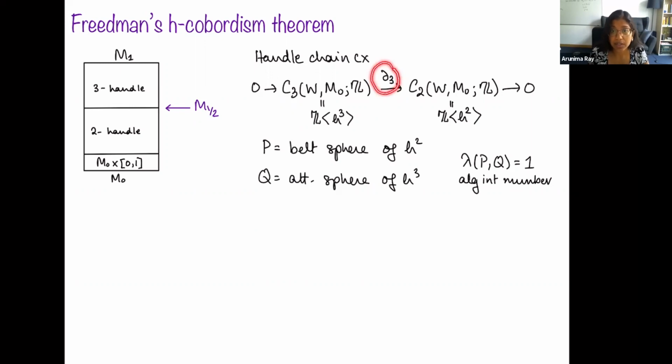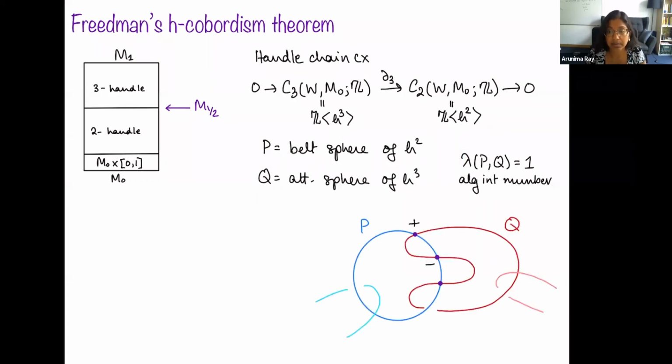And so by the definition of delta 3, what I know is that if I let P be the belt sphere of the 2 handle, that was in blue in the previous picture, and then if I let Q be the attaching sphere of H3, what delta 3 tells me is that the algebraic intersection number of these two spheres in M1/2 should be 1. And so that means I have a picture that looks something like this.